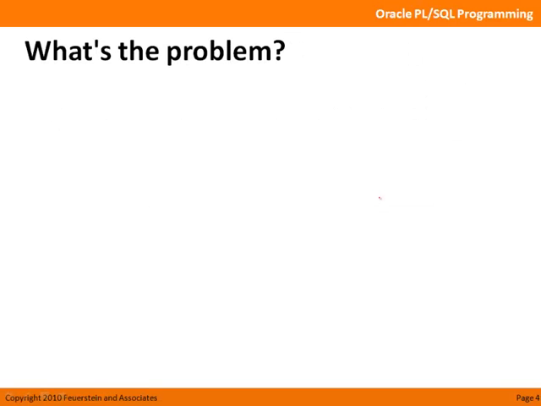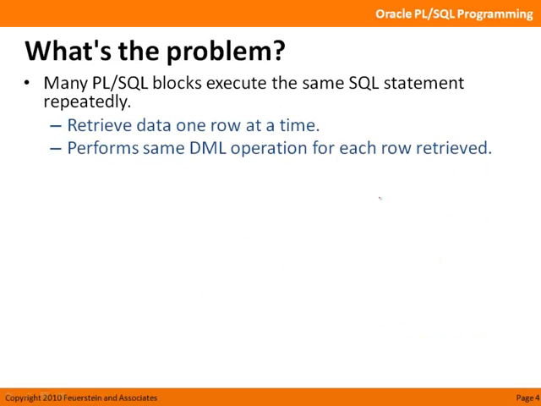So what's the problem? Well, many of the PL/SQL blocks that we write execute the same SQL statement repeatedly. For example, we might be doing a loop through a cursor and retrieving the information row by row, or within that same loop or cursor FOR loop, we might be executing the same DML statement, update, insert, delete, over and over again. So what's the problem with that?